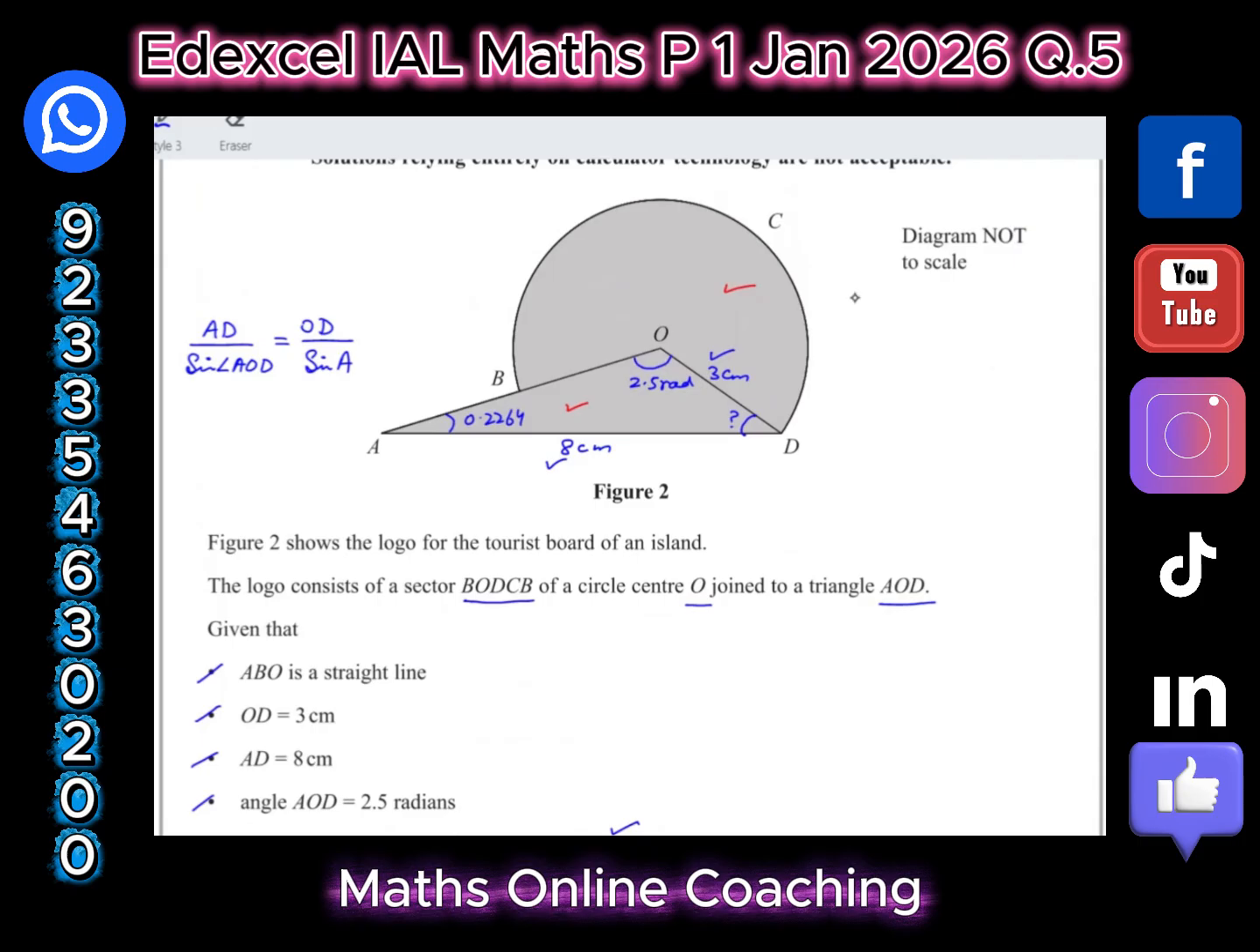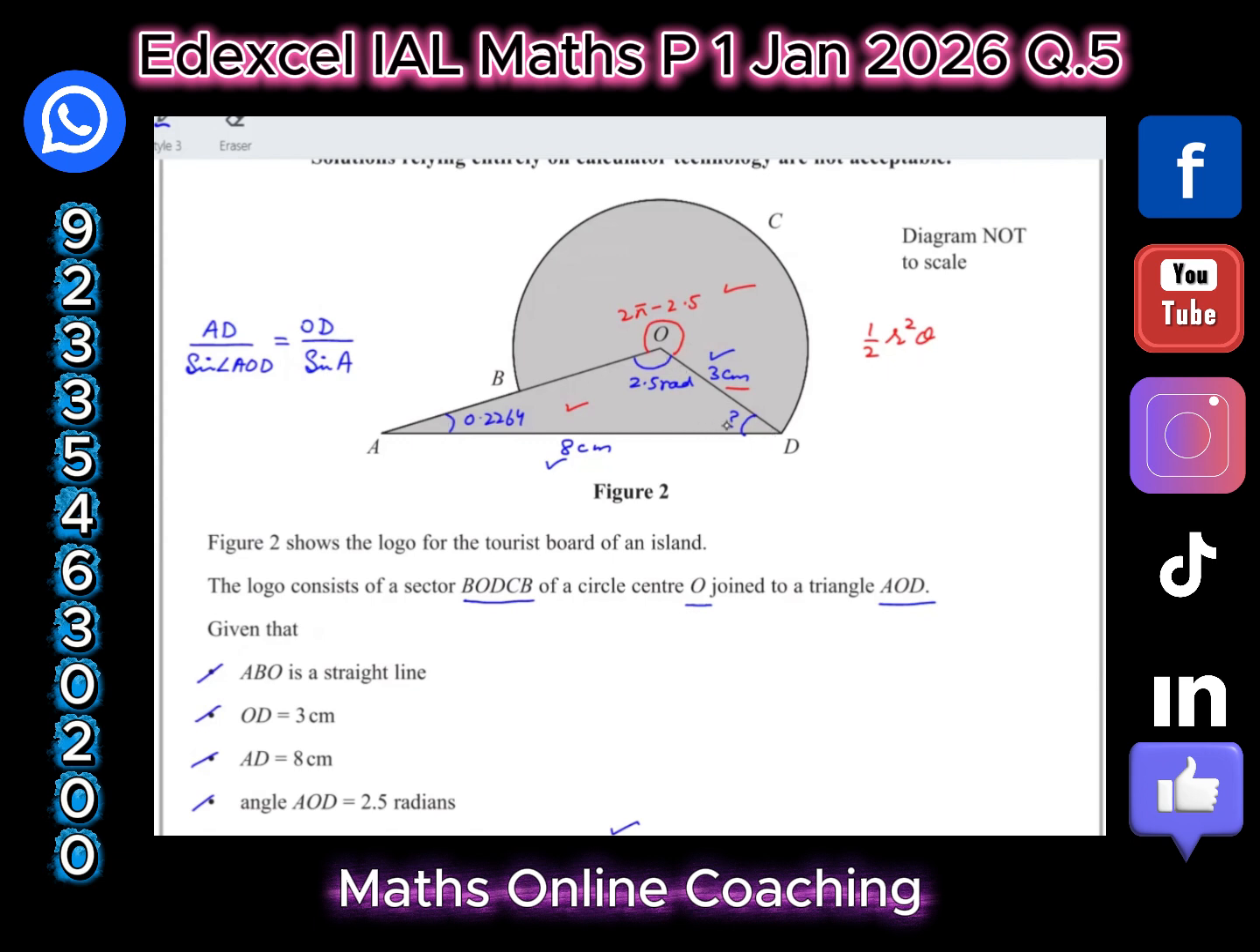To calculate the area of the sector, we have the formula 1 by 2 r squared theta, where theta is the angle and r is the radius. Now for this sector BCDOB, we have the angle, this one. And this angle is 2 pi minus 2.5 radians. As this one is 2.5 and the total angle is 2 pi, we subtract from 2 pi. So this is the angle for the sector. And the radius is given, 3 centimeters. So we use these values to calculate the area of the sector.